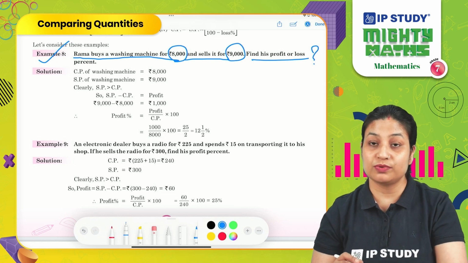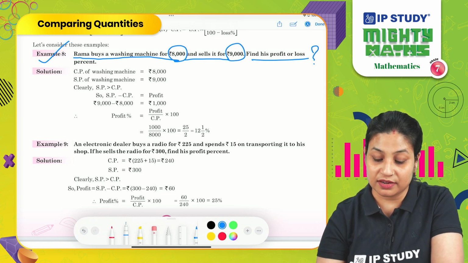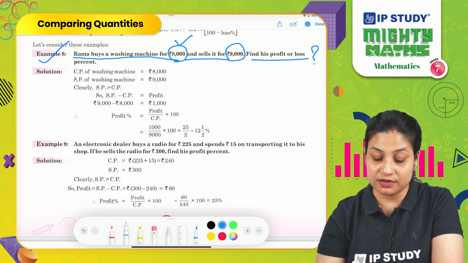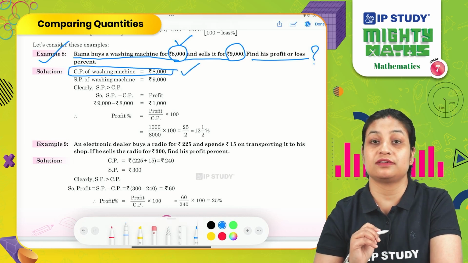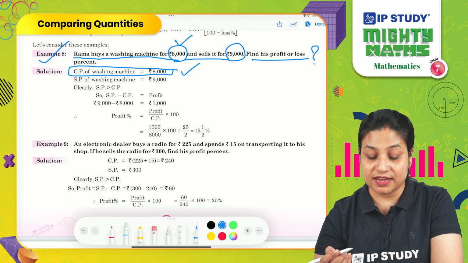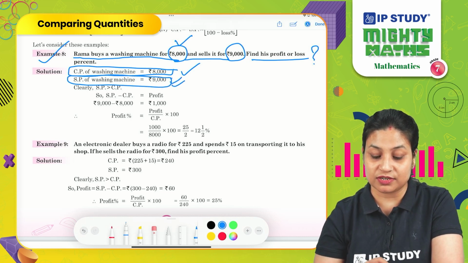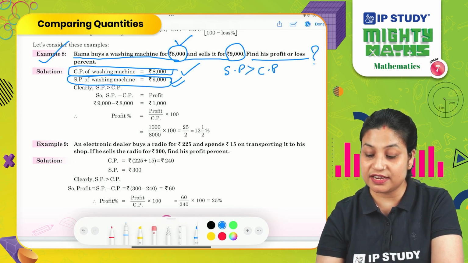So here, dear student, first of all, after reading this question, we come to know at what price Rama is buying this machine: rupees 8,000. So the cost price is 8,000 for this machine, right? At what price was the machine sold? At rupees 9,000. So here, SP is bigger than CP, so it means he is getting a profit.